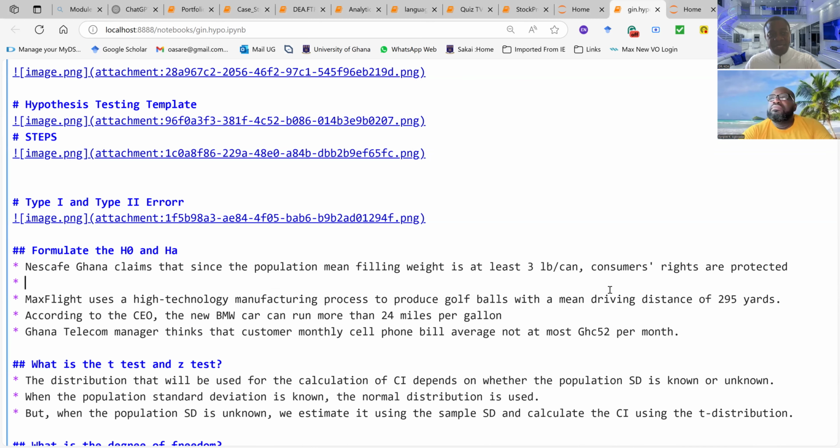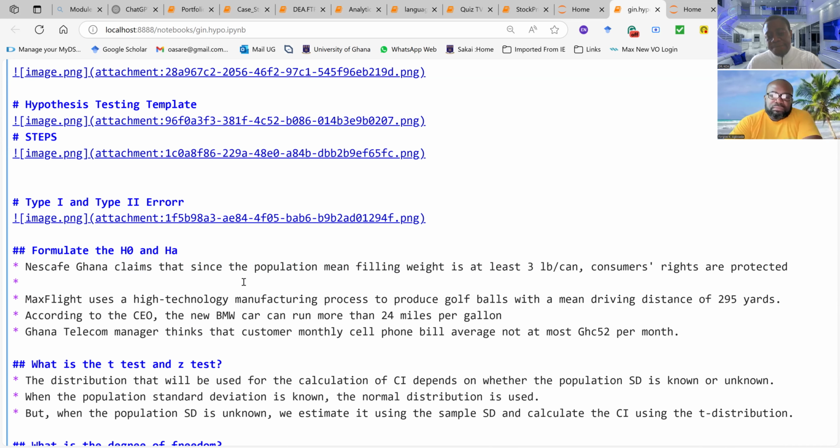Now, the first thing you do in hypothesis formulation is to look for the sentence. So look at it. Nescafe claims that since the population mean filling weight is at least. So the key word here is the word "at least." What symbol is "at least"? Who can guess? What symbol is at least? Greater or equal to.